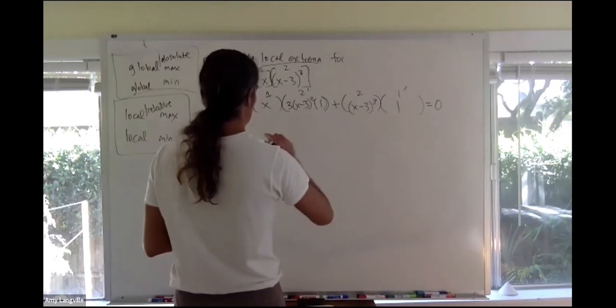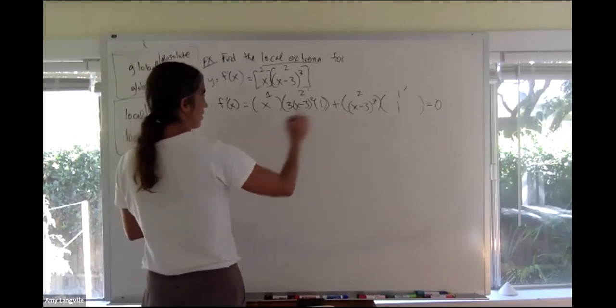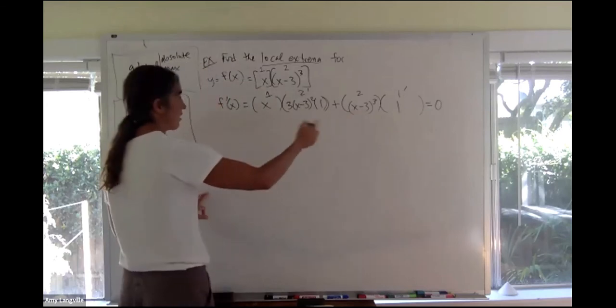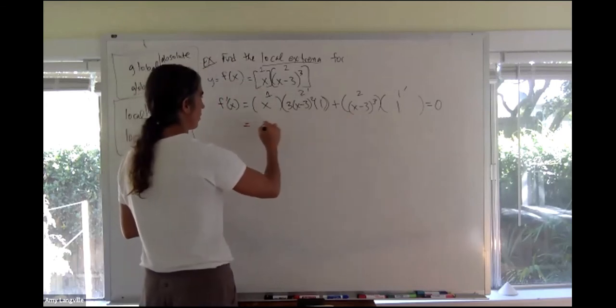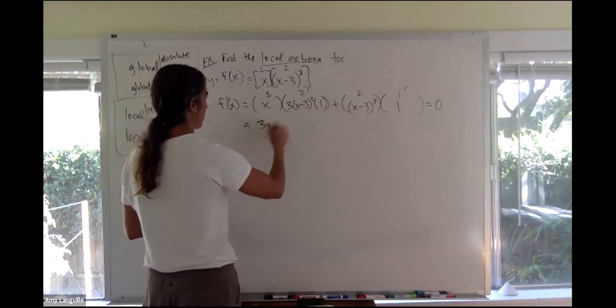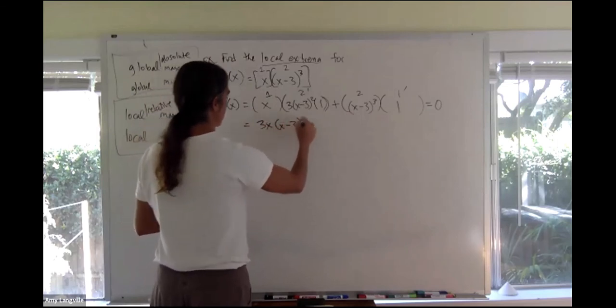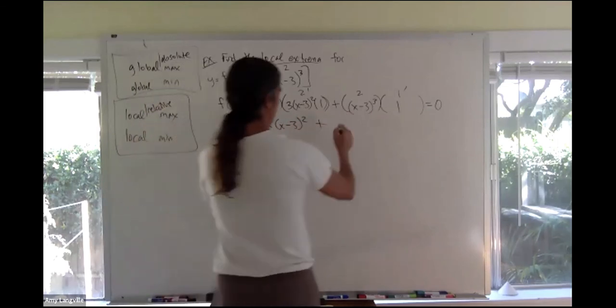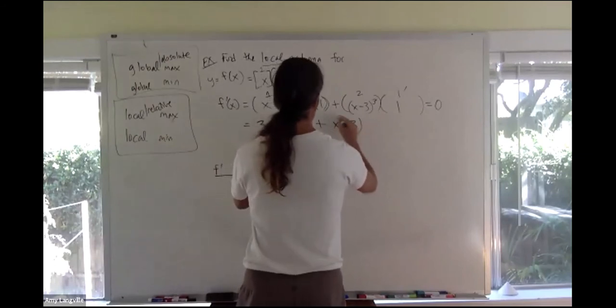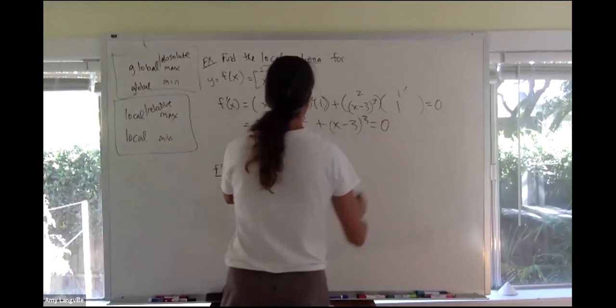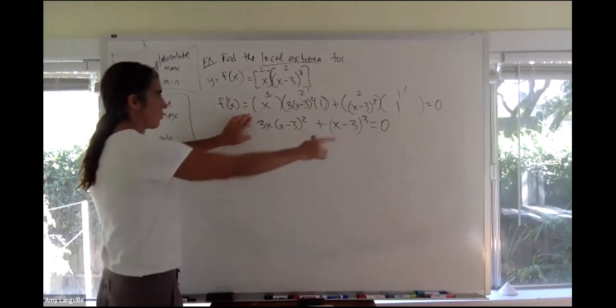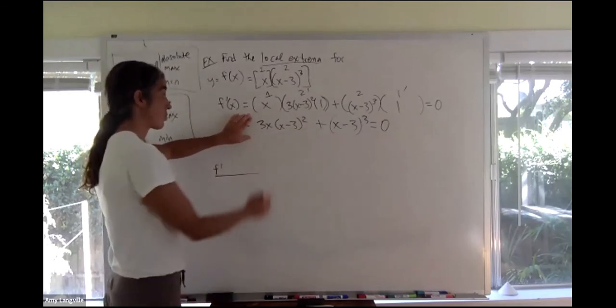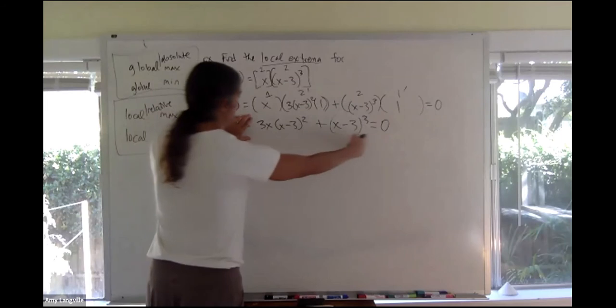Okay, so we need to do some simplifying before we can set this equation, or factor this equation. So I'm going to clean this up a little bit. I have 3x times (x minus 3) squared plus (x minus 3) cubed, and we want to solve this equation. This equals 0.